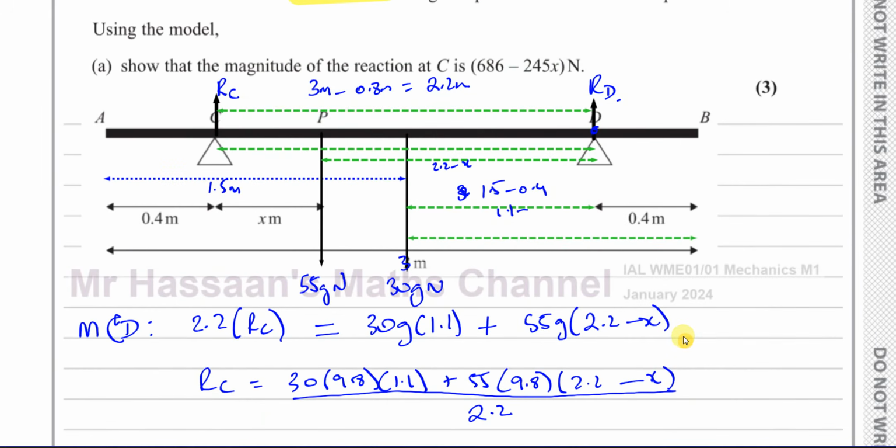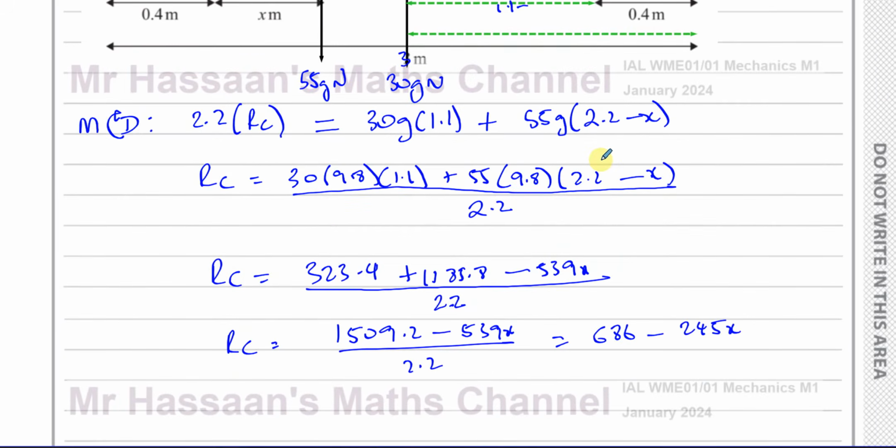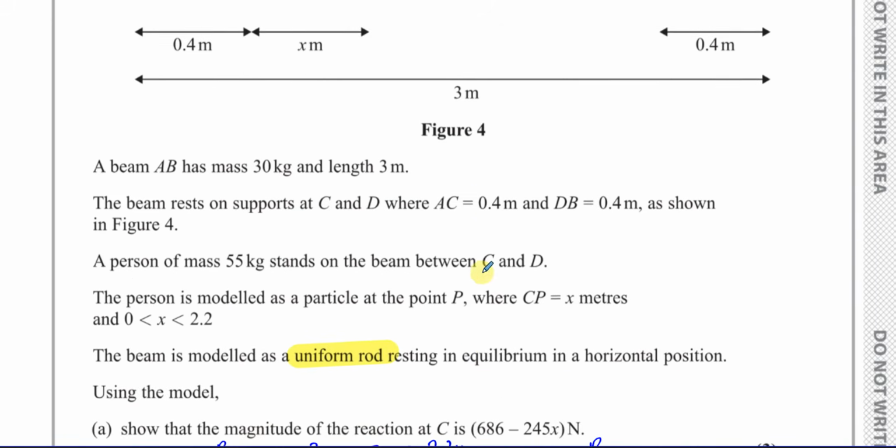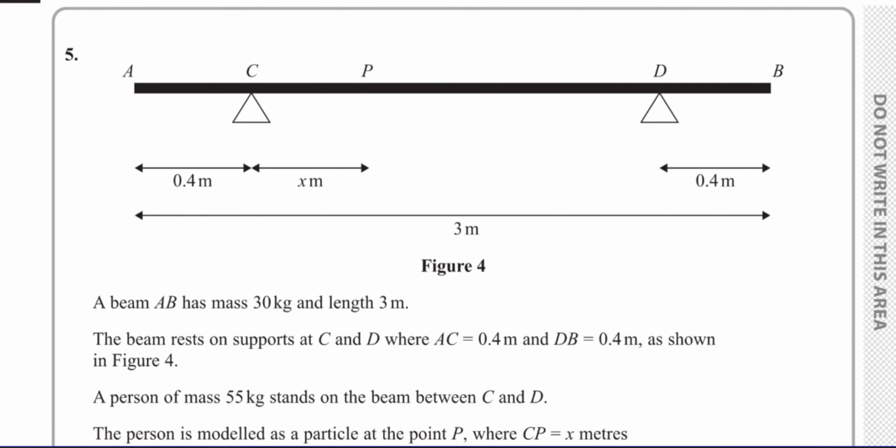And is that what we had to show? Yes, 686 minus 245x newtons. So we can say RC is equal to 686 minus 245x newtons. Okay, so that's good. That worked out fine. And there's the answer to part A. Now we're going to move on to part B.